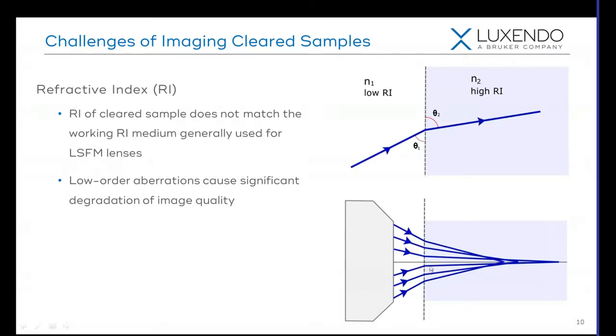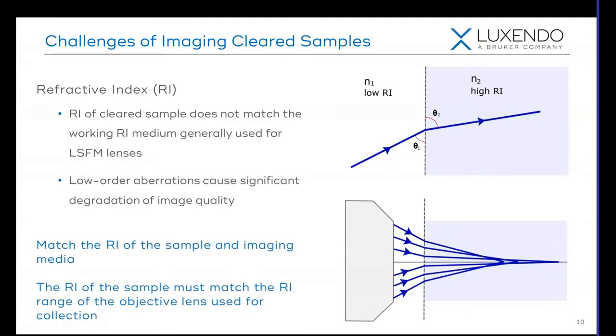So these low NA rays coming from the center of the objective come to a focus point that's farther away than the high NA rays that will focus closer. This can cause low order aberrations and a significant degradation of image quality. Because of this, there are two things we need to think about with regards to refractive index. We need to match the refractive index of the sample and the imaging media together in order to avoid these. And secondly, the refractive index of the sample and the media must also match the workable range of the objective that we're using for the collection of these images.